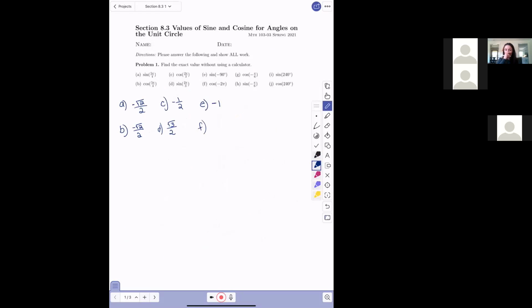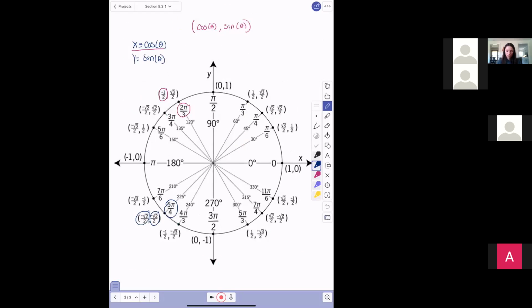Problem F, cosine of negative 2 pi. Is it 1? Does anyone have questions on that one? When it's negative 2 pi. Oh, never mind. I see it. Yeah, it just means that we started here and we went all the way around by 2 pi. But the coordinate that we ended up on is still (1, 0). So the cosine is still 1.